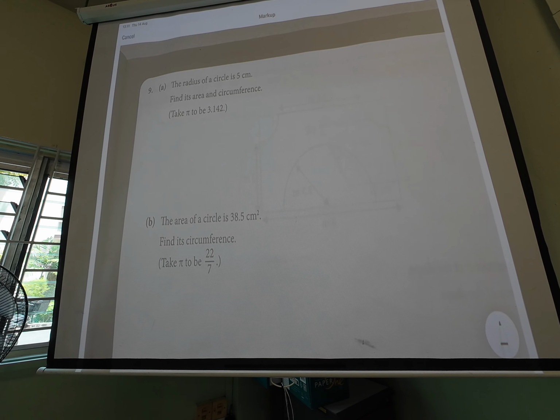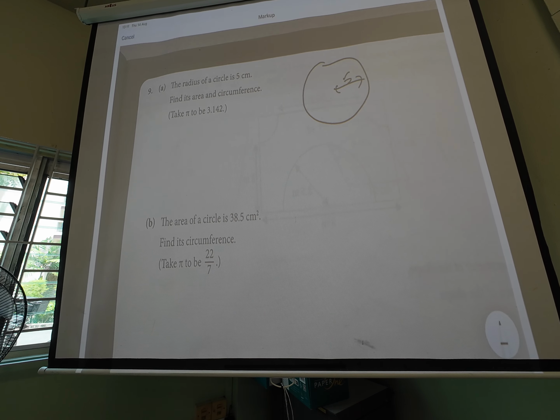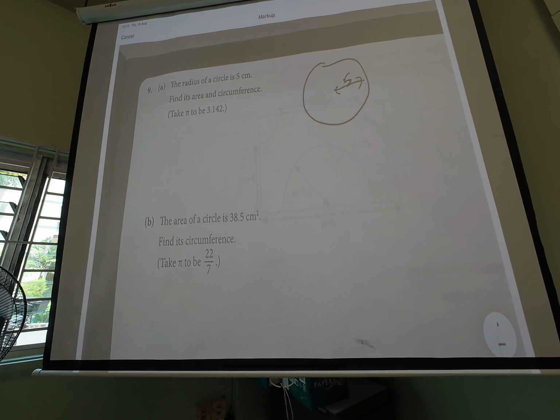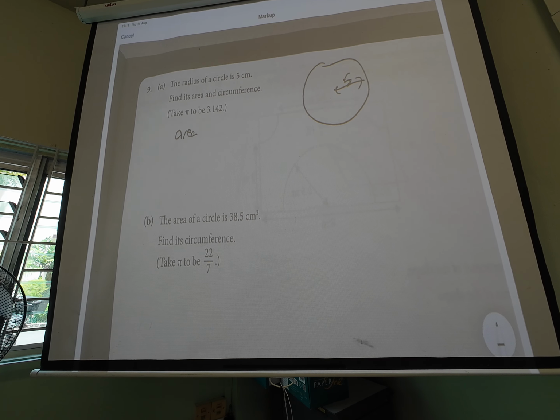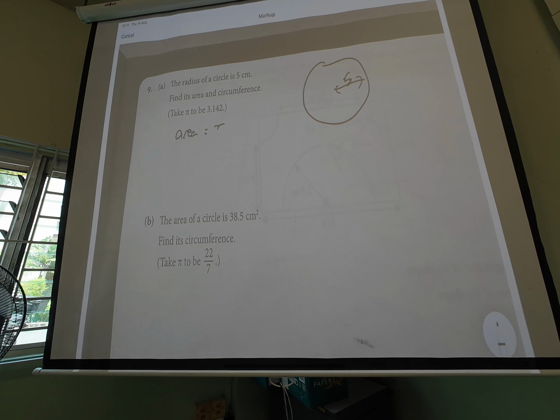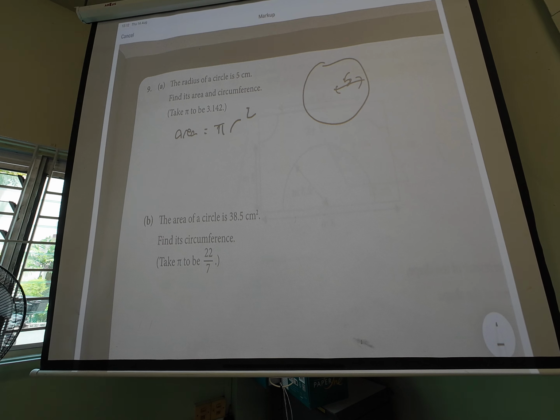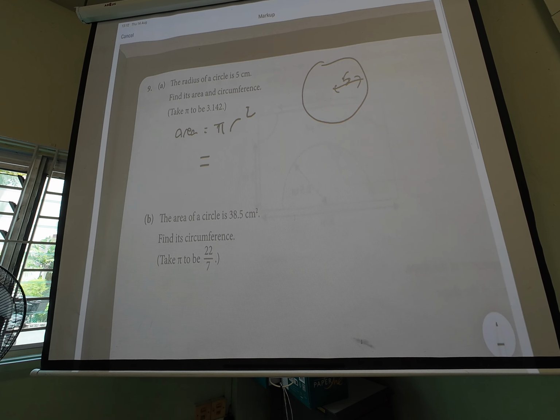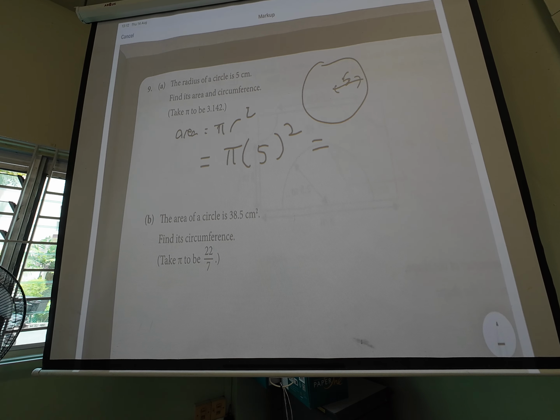Okay, radius of a circle is 5 cm, means they are telling you there is this circle with radius 5 cm. Then find the area. Area is pi r squared. So it equals pi times 5 squared. Then you press calculator. 25 times pi.